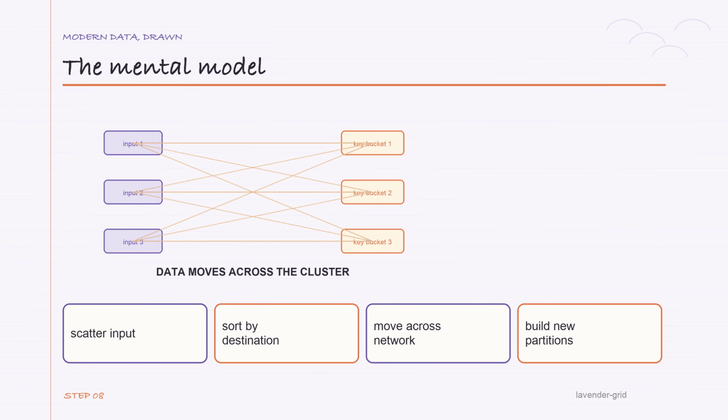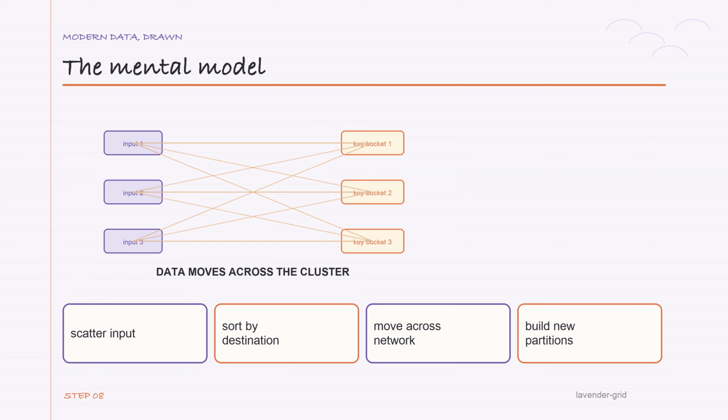Before we finish, let us join the pieces into one mental model. A shuffle is a cluster-wide card sort. Every worker sends cards to new piles based on the key. It enables grouping and joins, but moving the deck is costly. This is the part that usually makes the whole concept click.